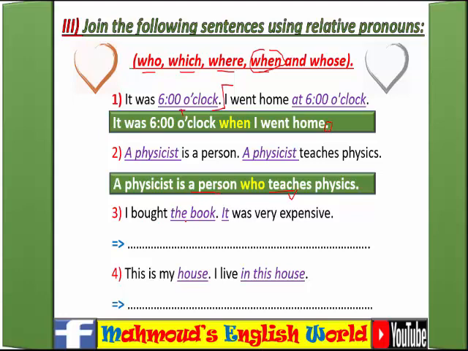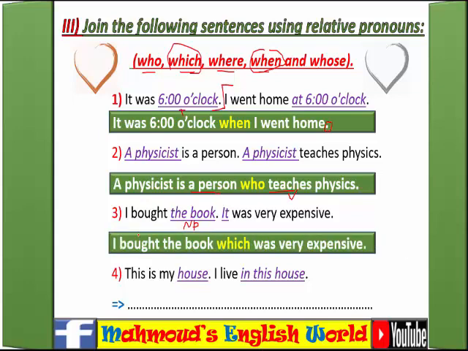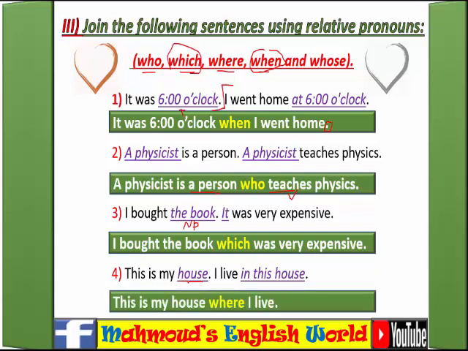I bought the book. It was very expensive. So it means the book again. So it's like I bought the book was very expensive, and the book is non-people. So for non-people we use which. What are we going to say? I bought the book which was very expensive, or that was very expensive. This is my house. I live in this house. House is a place here. So this is the place, or this is my house where I live. Okay. Good job everyone, and I hope you understood this lesson.